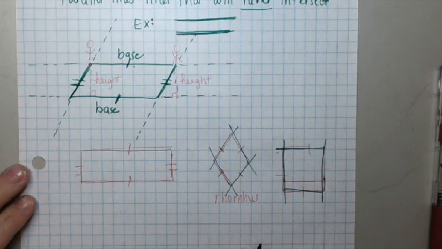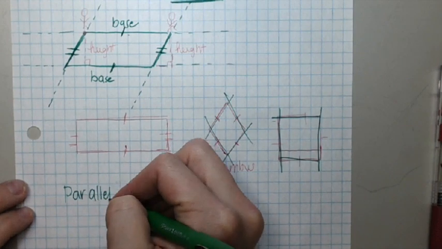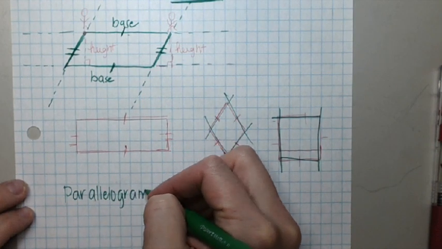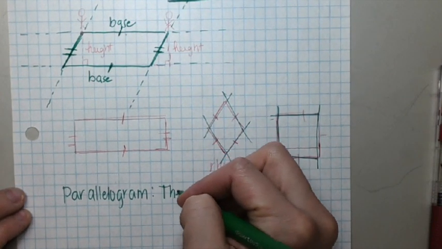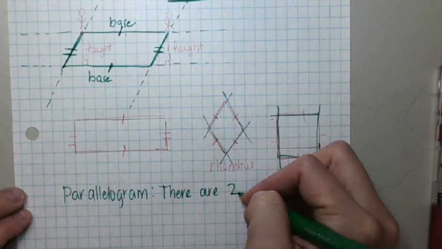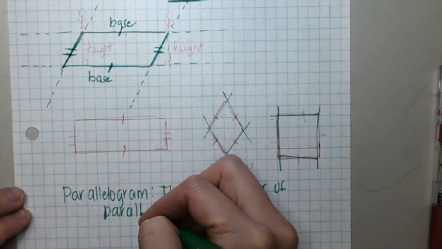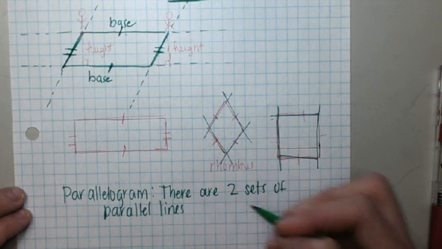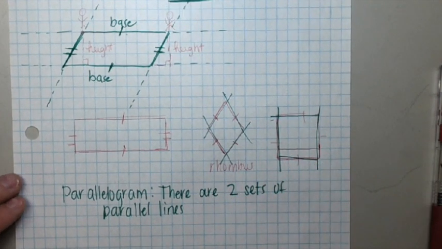Let's write one more thing, and then I'll get you out of here. A parallelogram, so we talked about parallel lines, but an actual parallelogram is defined by saying there are two sets of parallel lines. And that's it. There are two sets of parallel lines for the shape, for the polygon. Okay? Alright. Just a little review. We'll make sure we talk about this one more time before we start tomorrow.